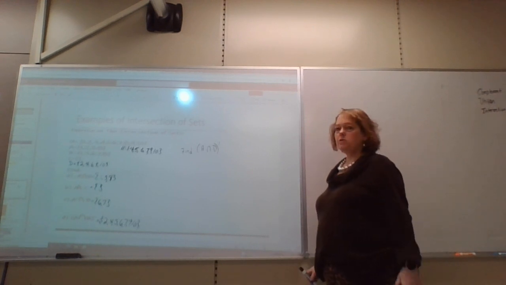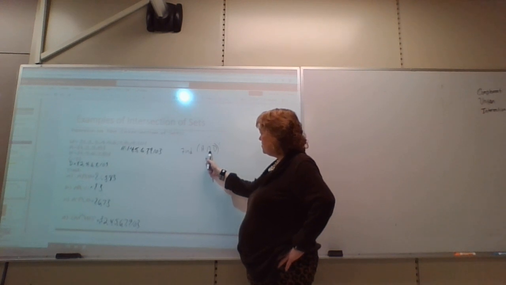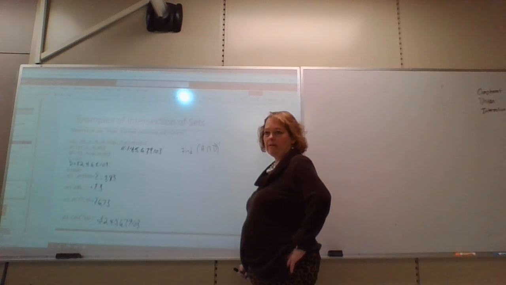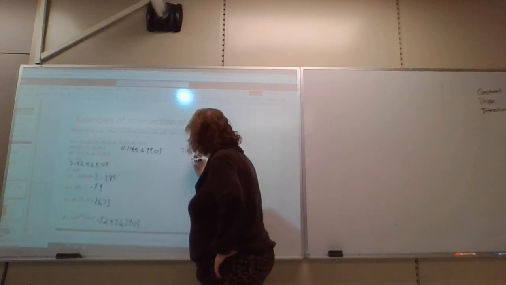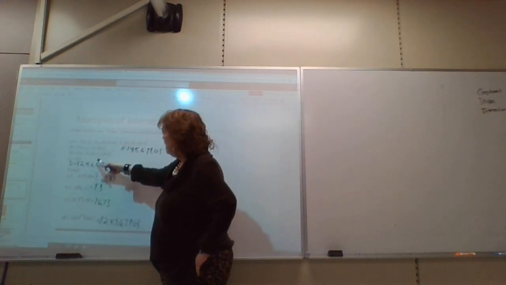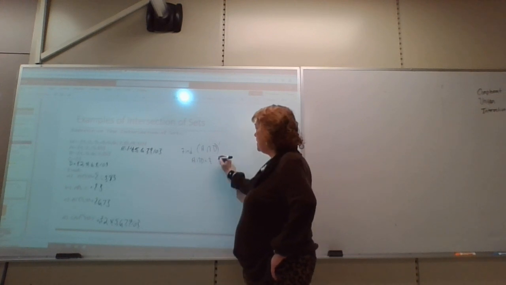What's my first step? First of all, I have to find out what A intersect D is, before I can find out the complement of it. So underneath here, A intersect D. Looking at A and looking at D, what do they have in common? 2 and 8, right?